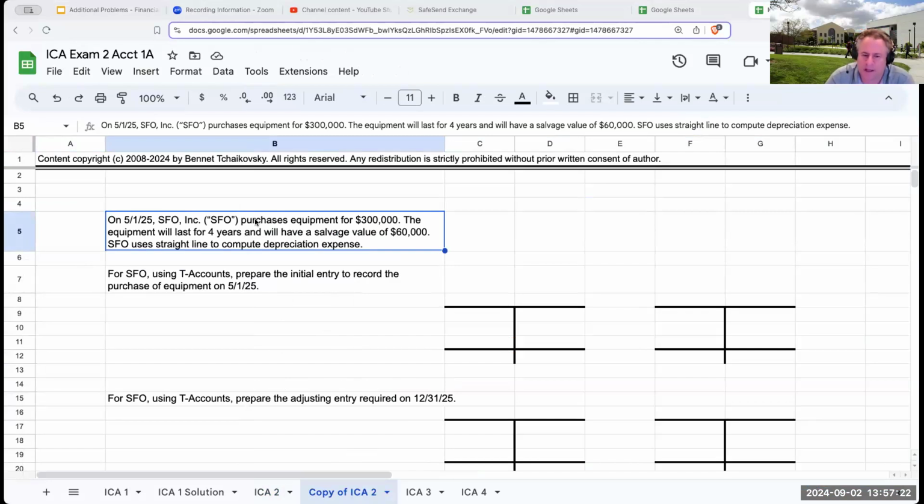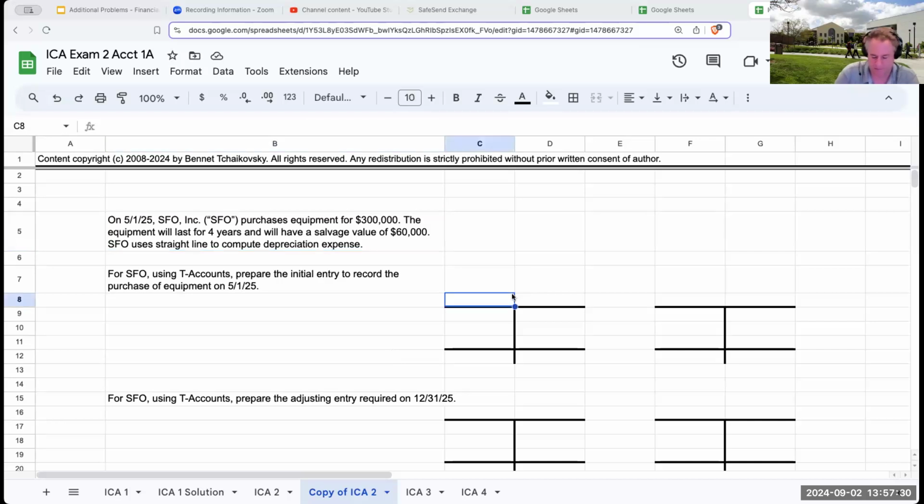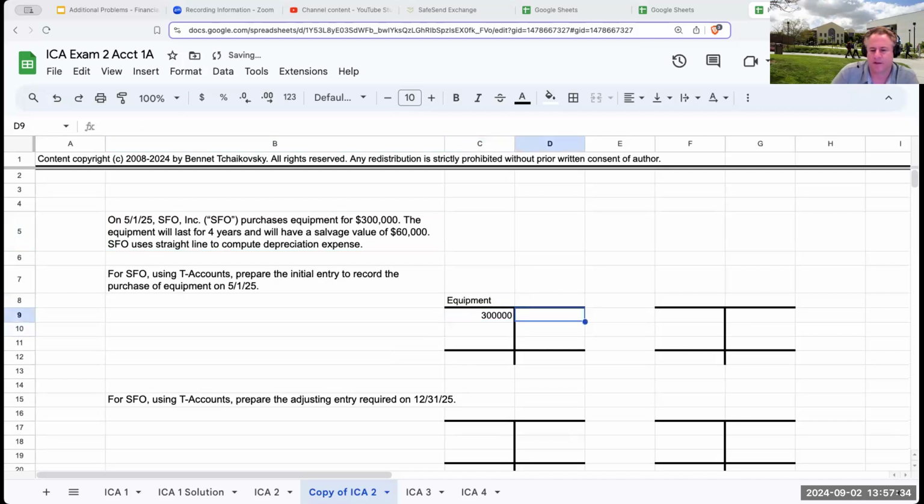So let's do the easy part first. Using T accounts, prepare the initial entry to record the purchase of equipment on 5/1/25. Okay, so equipment, debit, 300,000, credit cash.